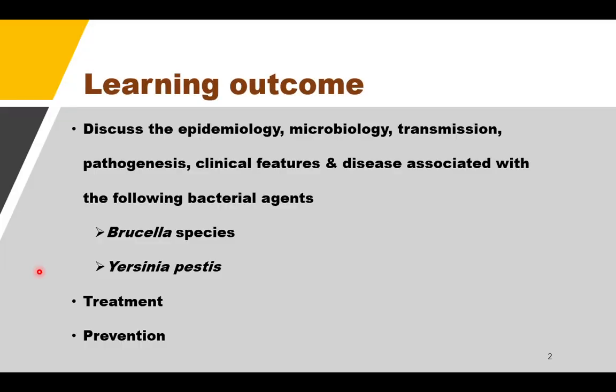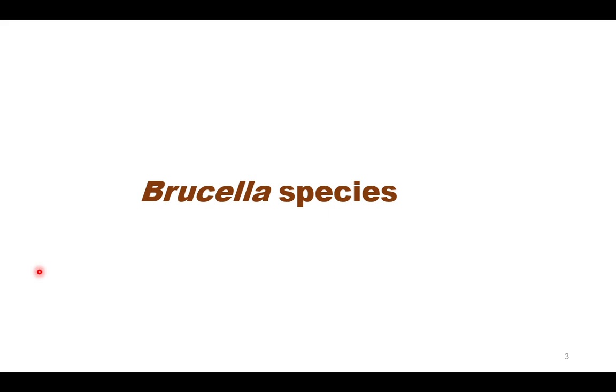So today we're going to discuss systemic bacterial infections, and by the end of my discussion, you should be able to discuss the epidemiology, microbiology, transmission, pathogenesis, clinical features, and diseases associated with Brucella species and Yersinia pestis. You should also be able to discuss the treatment and prevention. So we're going to start off with Brucella species.